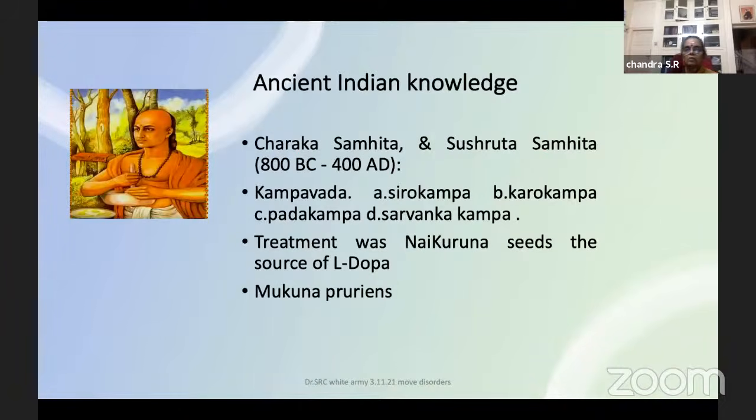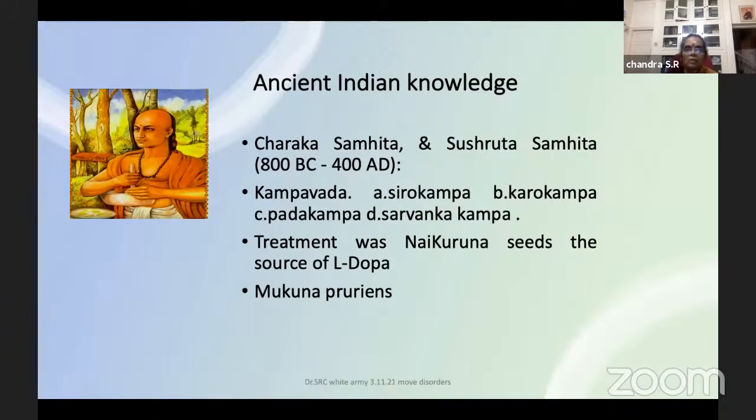So now we will go to the Parkinsonism. We described all the involuntary movements, the phenomenology of gait and balance. Gait and balance is mainly affected in the Parkinsonian disorders. And what is the ancient Indian knowledge on this disorder?